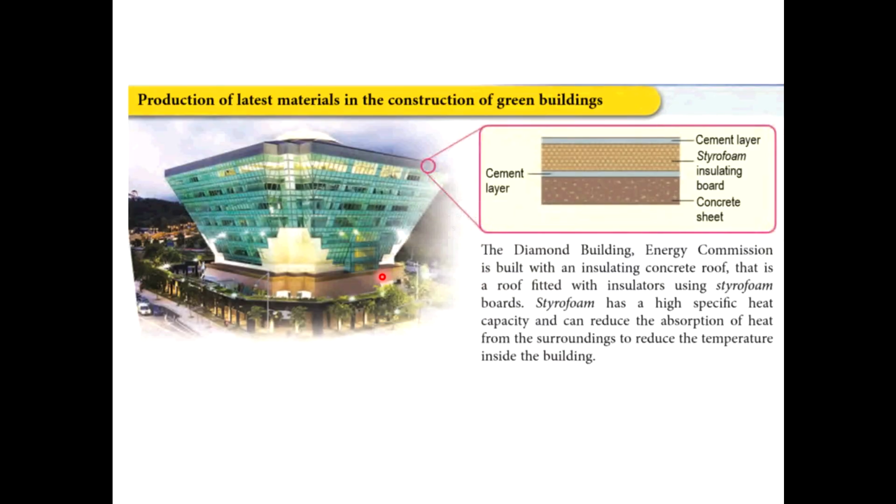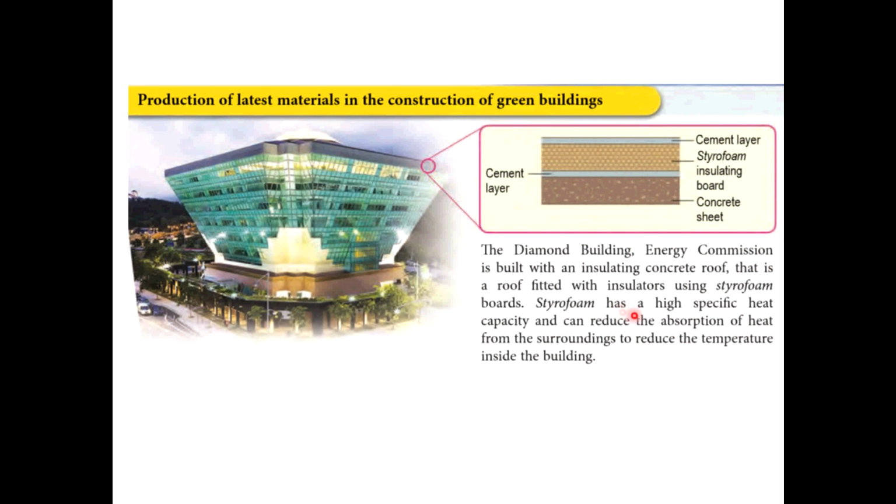Modern buildings normally use a lot of electrical energy for the aircon to cool down the building. So nowadays they focus on the efficiency of energy. This diamond building is actually the Energy Commission building, Suruhan Jaya Tenaga, located in Putrajaya. In this diamond building, they are using styrofoam for the concrete roof, to reduce the absorption of heat.